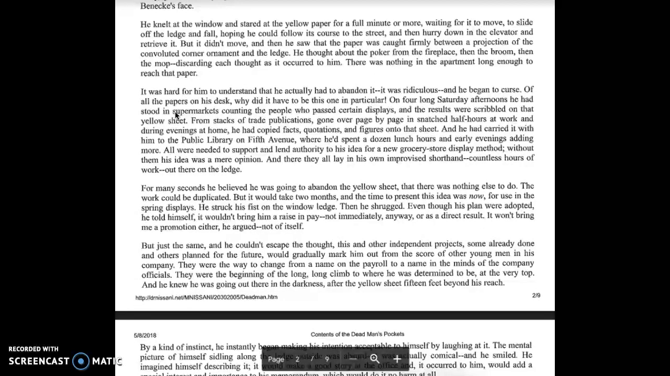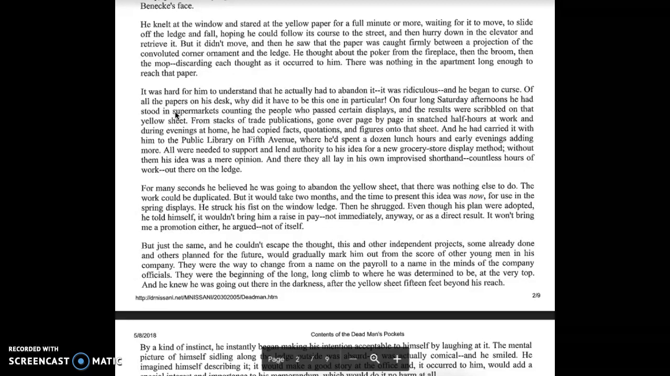He knelt at the window and stared at the yellow paper for a full minute or more, waiting for it to move, to slide off the ledge and fall, hoping he could follow its course to the street, and then hurry down the elevator and retrieve it. But it didn't move. And then he saw the paper was caught firmly between the projection of the convoluted corner ornament and the ledge. He thought about the poker from the fireplace, then the broom, then the mop, discarding each thought as it occurred to him.